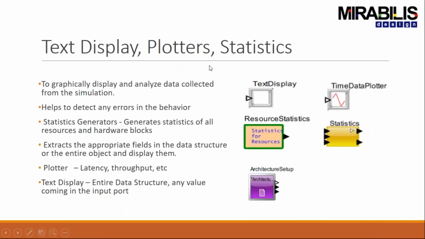Text display, plotters, and statistics. These blocks are used to find the error in the behavior of the model. The text display block displays the data coming to its input port. It may be anything like the data structure, integer, etc. The plotters are used to display the latency, throughput, graph of any values. Also, the statistics blocks generate the statistics like buffer occupancy, utilization for the hardware and the functional blocks. Architecture setup generates for hardware components, and the resource statistics for behavioral blocks.